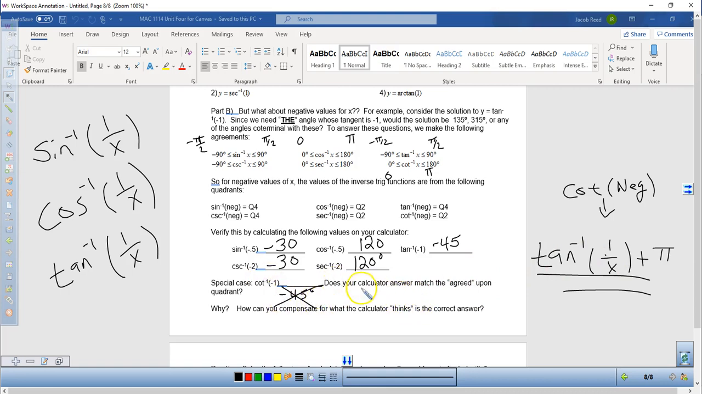So this answer is not negative 45. We now know based on Desmos and by using this little formula. I'll show you real quick. Negative 45 plus pi would be 180. That gives me 135. Verified twice. This is 135 degrees, and that is second quadrant.